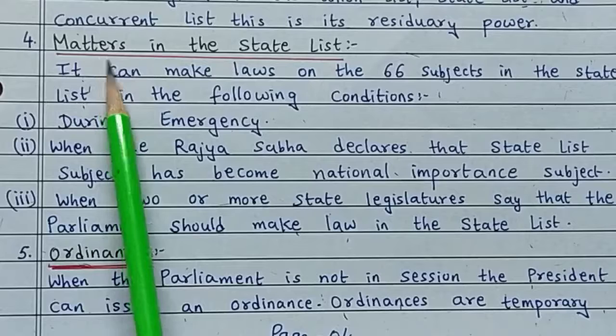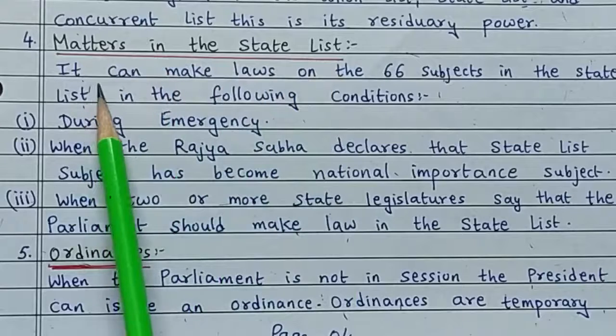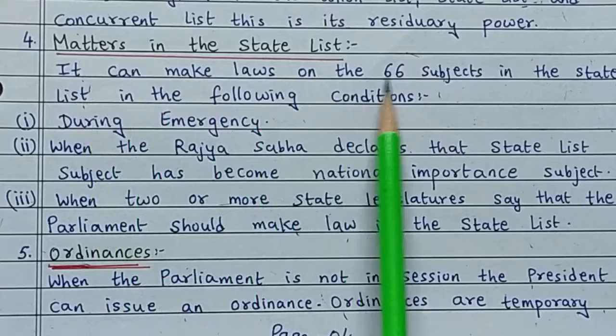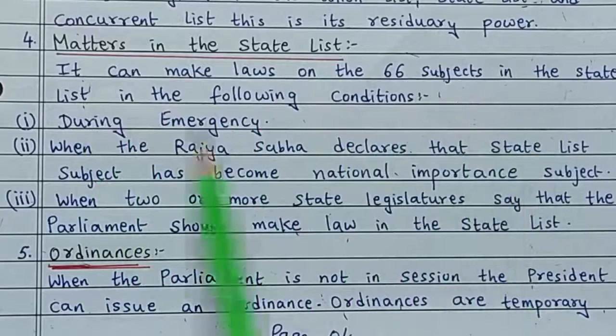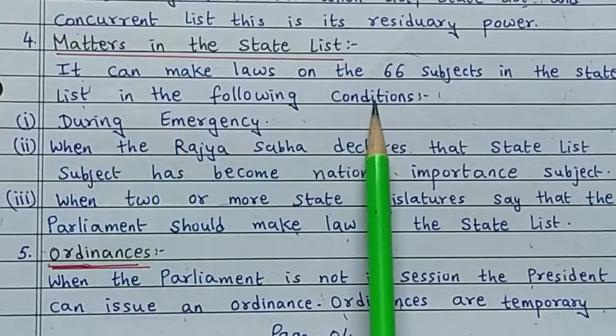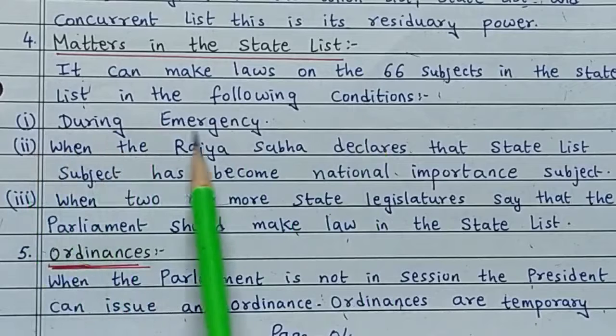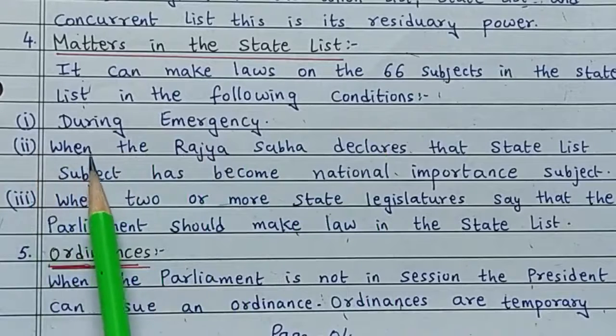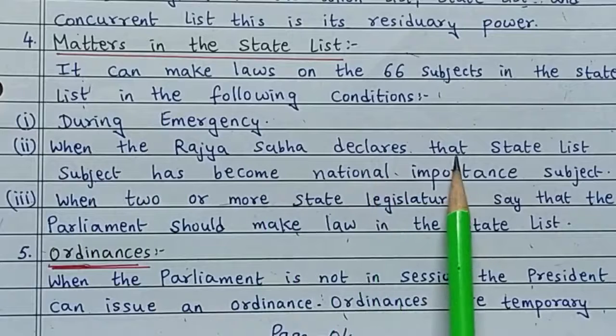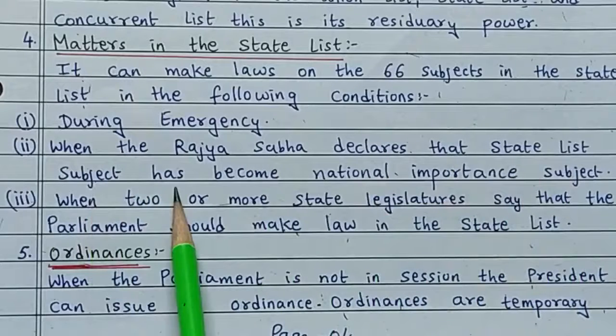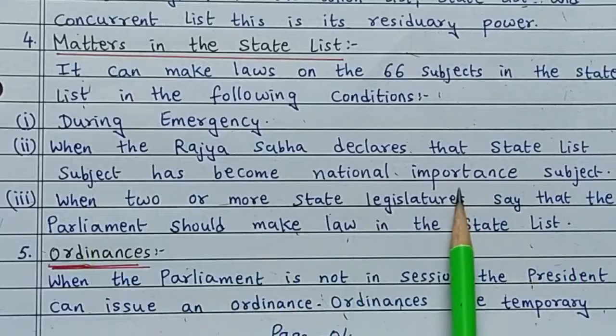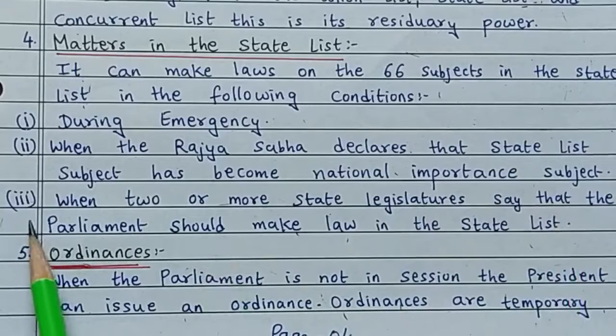Number 4. Matters in the state list. It can make laws on the 66 subjects in the state list in the following conditions. First, during emergency. Second, when the Rajya Sabha declares that a state list subject has become a subject of national importance. Third, when 2 or more state legislatures say that the Parliament should make law in the state list.